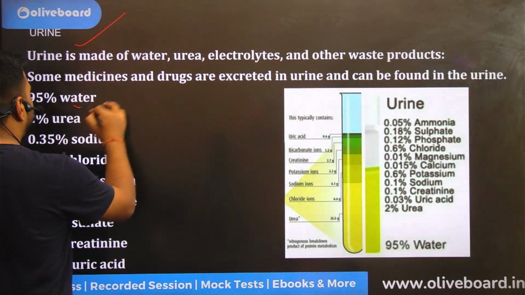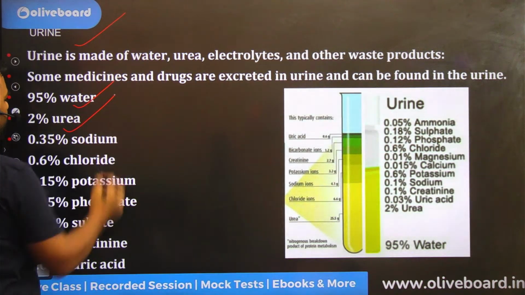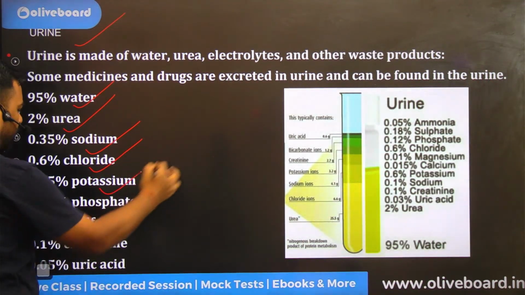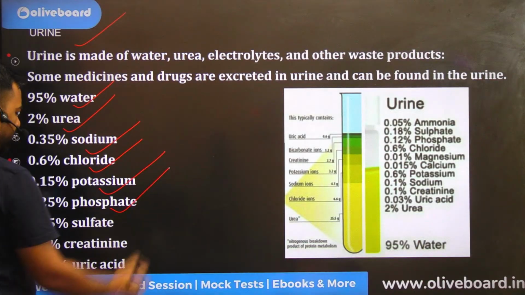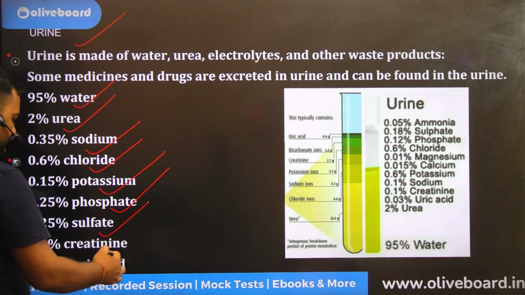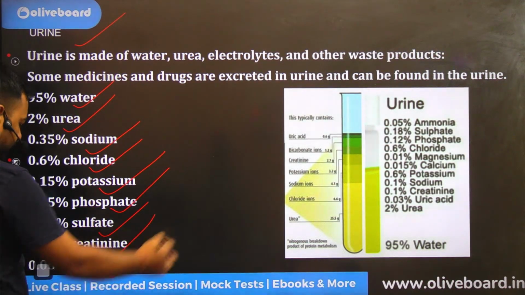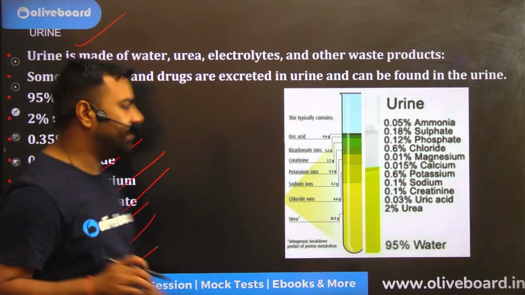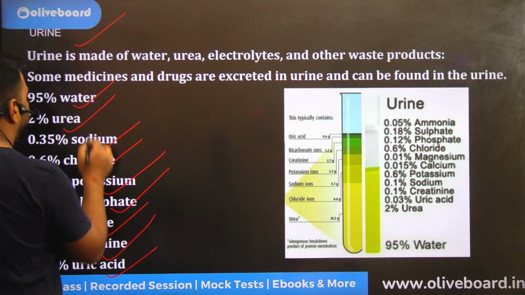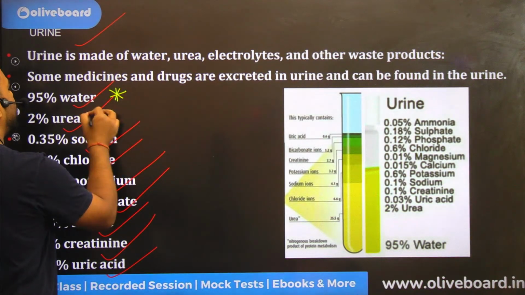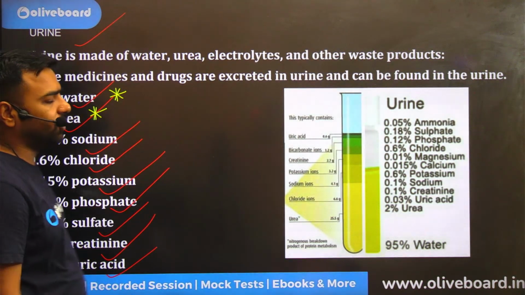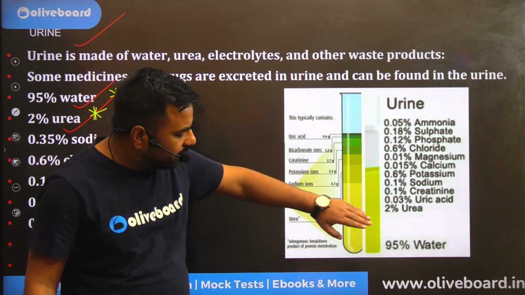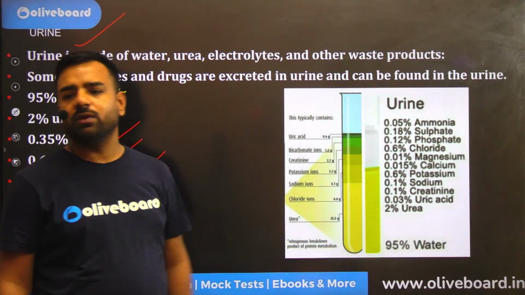So yes, we have 95% of the water, 2% of the urea, 0.35% of the sodium, 0.6% chloride, 0.15% potassium, 0.25% phosphate, 0.25% sulfate, 0.1% creatinine, and 0.05% uric acid. So what was the main constituent? The main constituent is present here, that is the water and the urea, right? Now guys, in this composition you can just see the color of the urine is yellow.